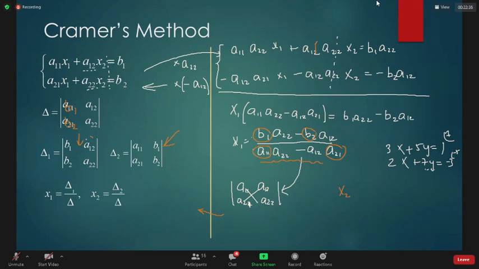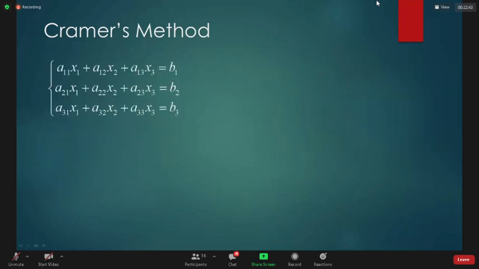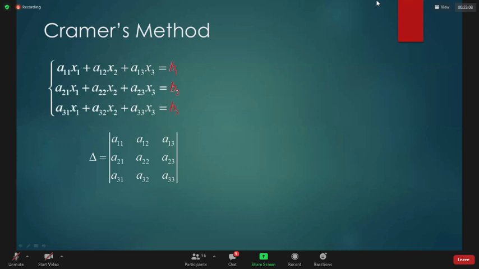Now, a big question is, so what if the system is bigger? What do we do if the system is, for example, a 3 by 3 system? So what we do, we still have a system determinant. The system determinant consists of all the coefficients in the left-hand side of the system. Then, of course, what we do next is find those additional determinants, and we do it like this.